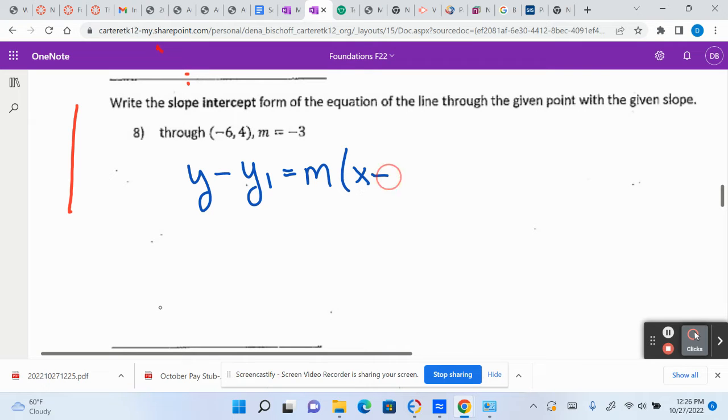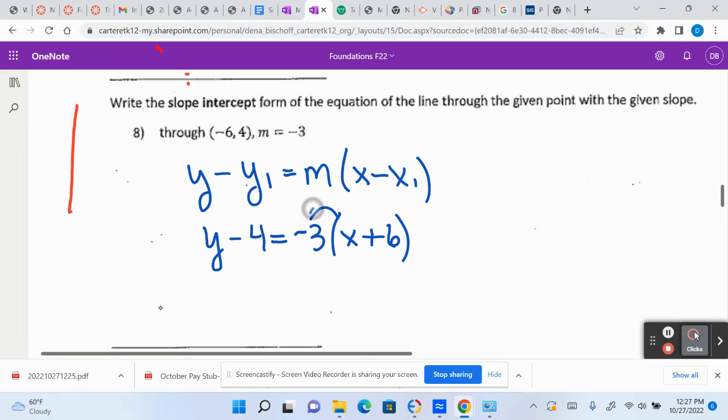X minus x1. Okay, so you plug the numbers in for me. What is the y coordinate from that point? Negative 6, 4. So y minus 4 equals, awesome. X minus negative 6. Good job. That's it. Okay, so that's point slope. Can we transform that point slope into slope intercept form? Gavin. So y minus 4 equals negative 3x minus 18.